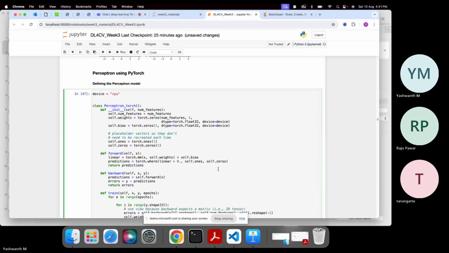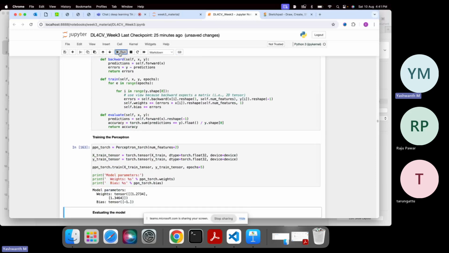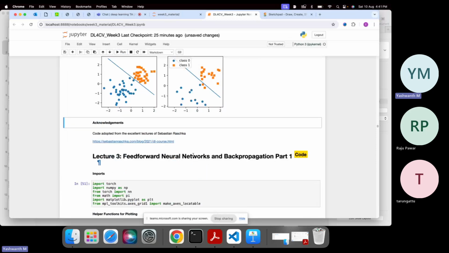And the same perceptron implementation in PyTorch. Nothing different here. We get the same thing.